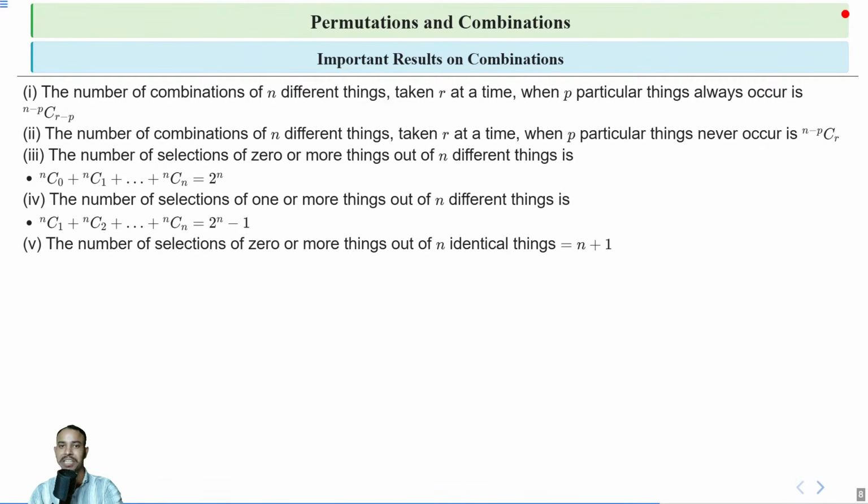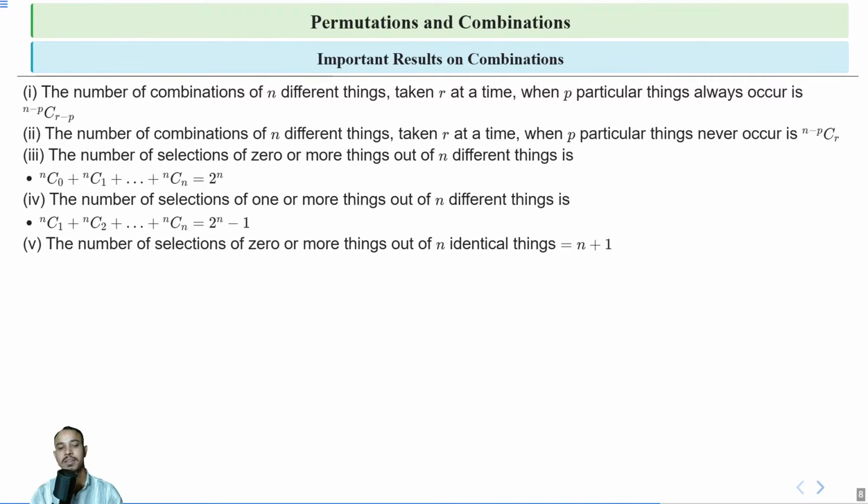Then see the fifth result on combination. You have 0 or more things out of n identical things, and you have to find the number of selections. You have n identical things, so you can choose 0, 1, 2, 3 up to n. How many selections are there? The number of selections of 0 or more things out of n identical things is n plus 1. It starts from 0 and ends at n, so 0, 1, 2, 3 up to n gives n plus 1 selections of 0 or more things out of n identical things.